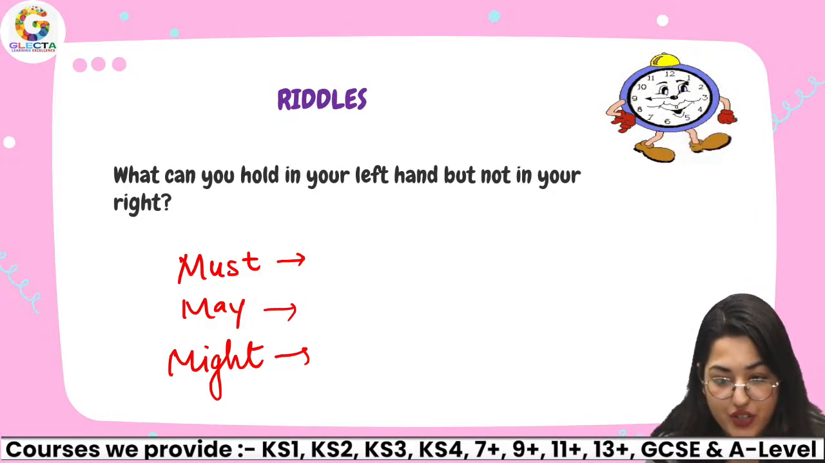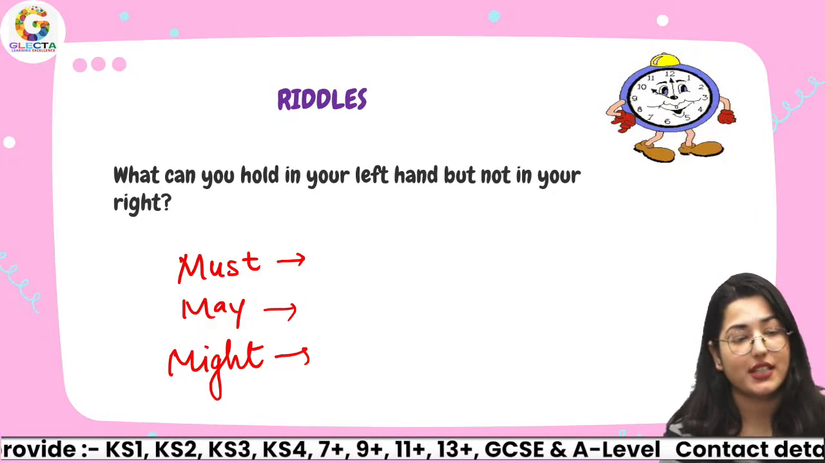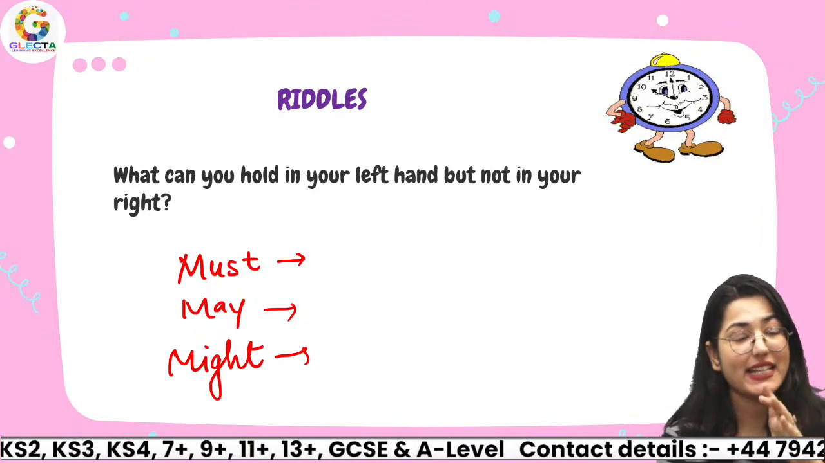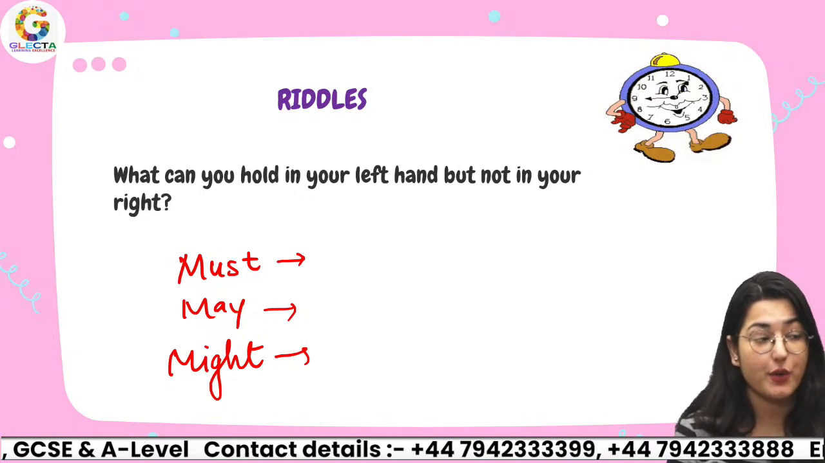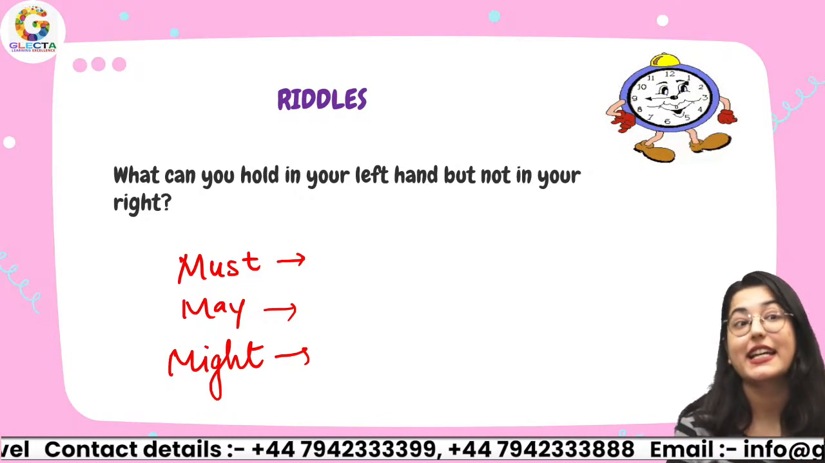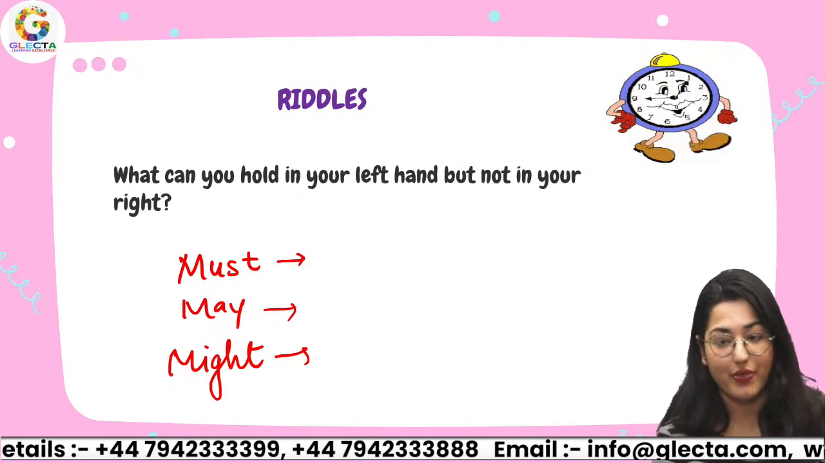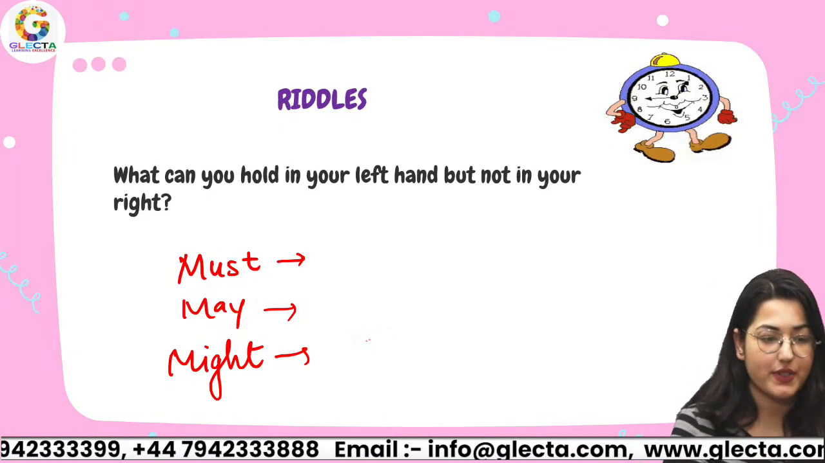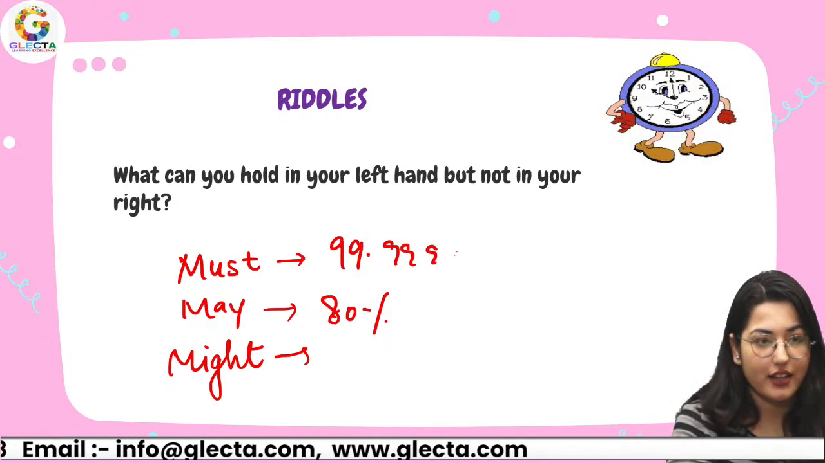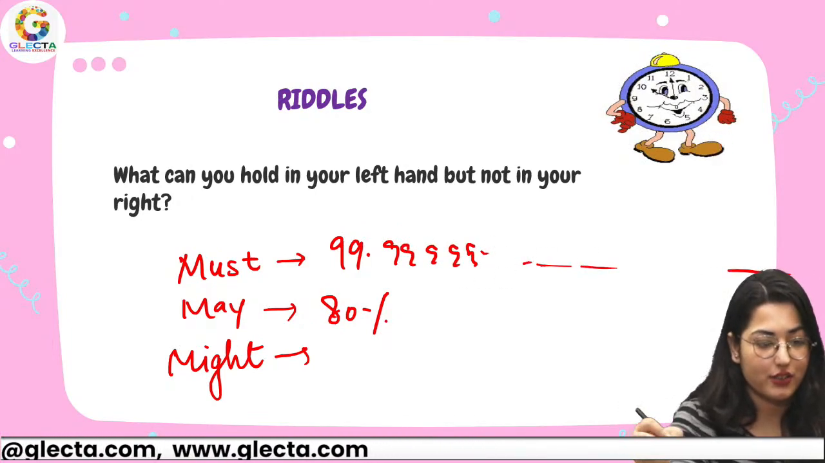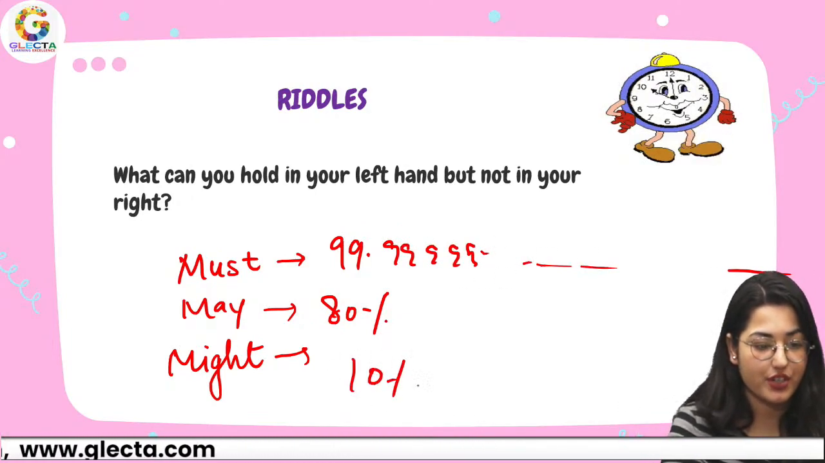I said he first. He is not a kind of adjective. He is a pronoun, right? We are talking about adjectives. So the possessive adjective is not he, it is his. His pen. Very good. Mothership is saying 80%. Must is 99.99999. Might is 10%.